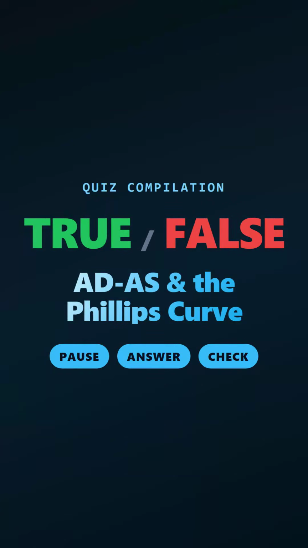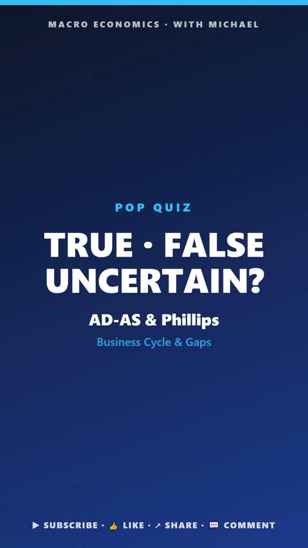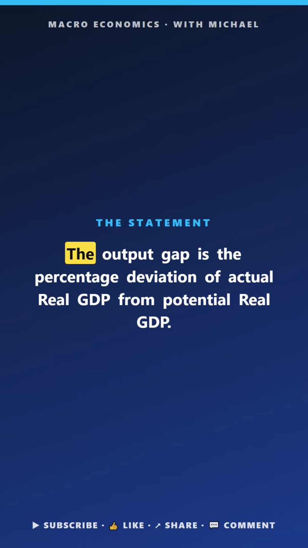This is a compilation of quick true or false quiz questions on ADS and the Phillips curve. Pause after each one, lock in your answer, then check if you're right. Let's begin. Macro pop quiz. ADS and Phillips. True, false, or uncertain.